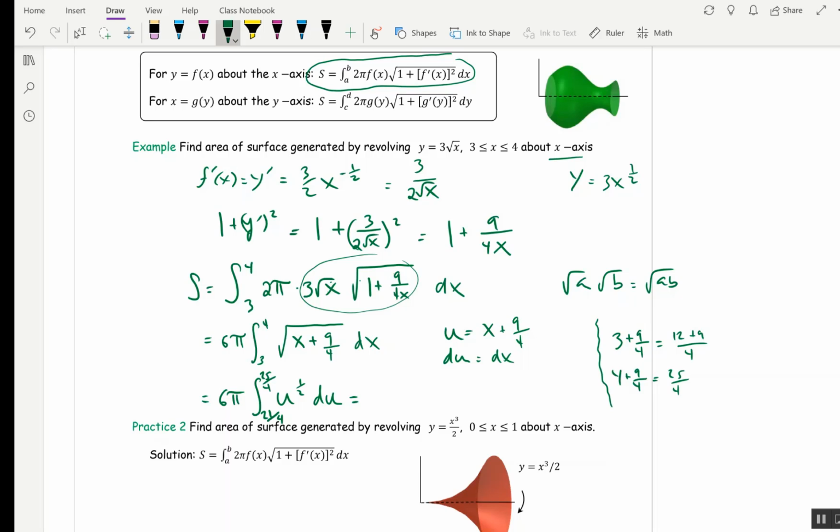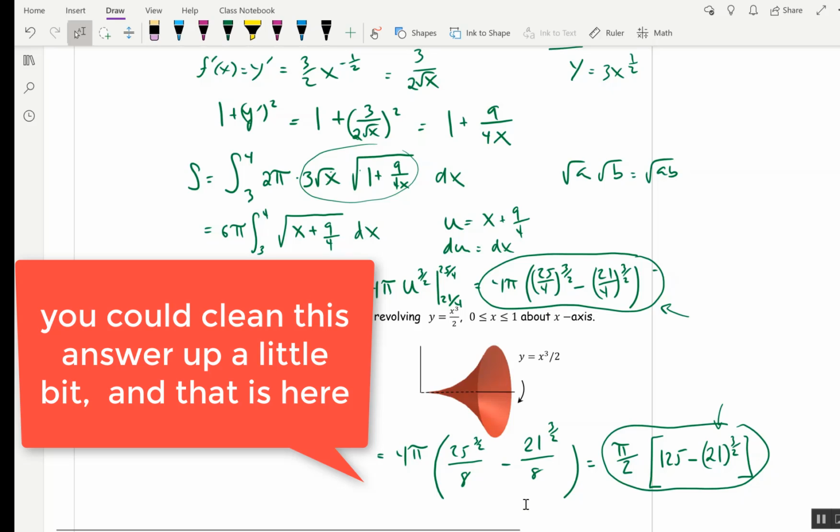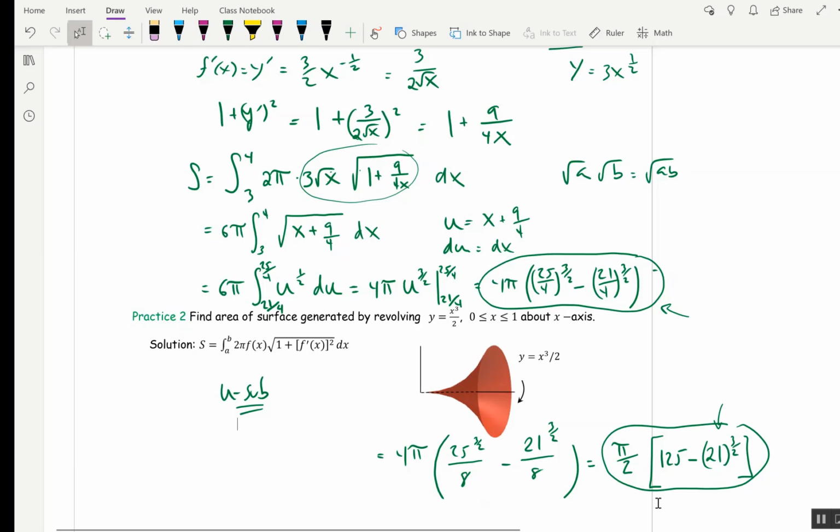So now I'm ready to integrate. So we're going to have 4 pi u to the 3/2 between 25 over 4 and 21 over 4. And so this is going to be, I'm going to have to take out my scrap paper here. 4 pi, I'm going to get 25 over 4 to the 3/2 minus 21 over 4 to the 3/2. All right, so like I said, it's a pretty easy section, and that is the end of this section.